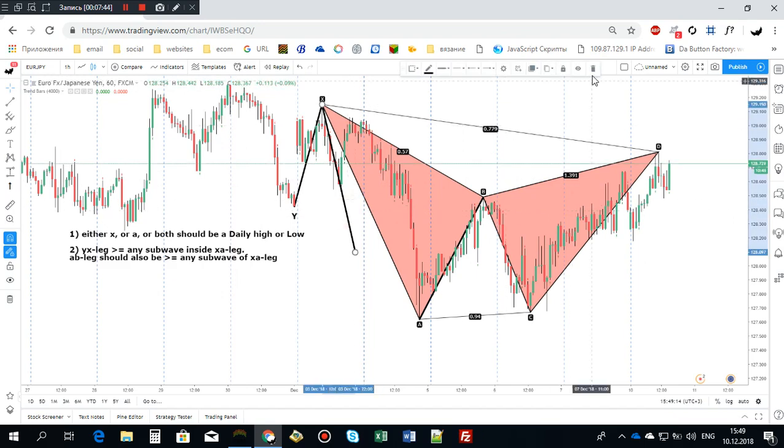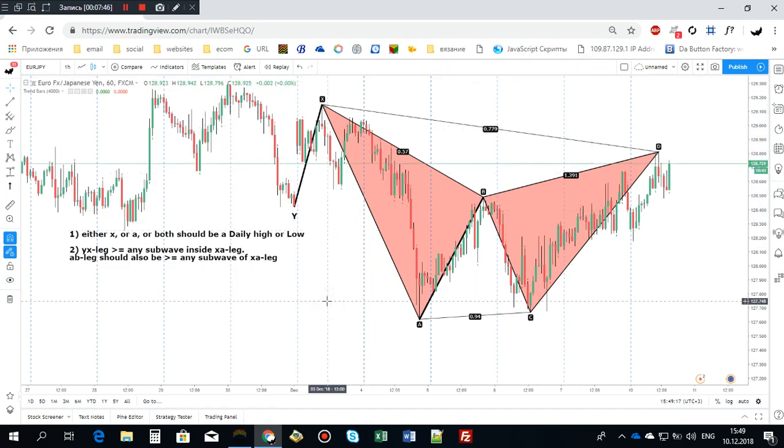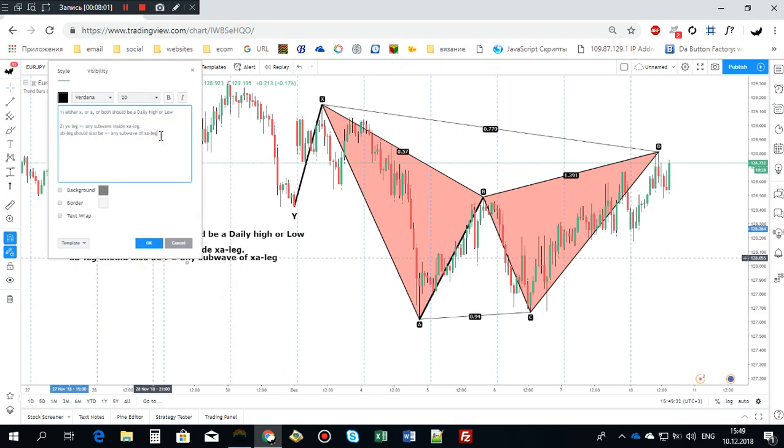Okay, hope you understood this. Now let's go to the next guideline. And the next guideline may be the simplest out of all guidelines. In order for a pattern to be identifiable or noticeable, it should be not very small. When the pattern is very small, it is very hard to identify the pattern.